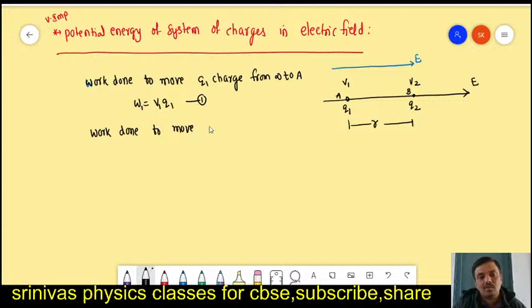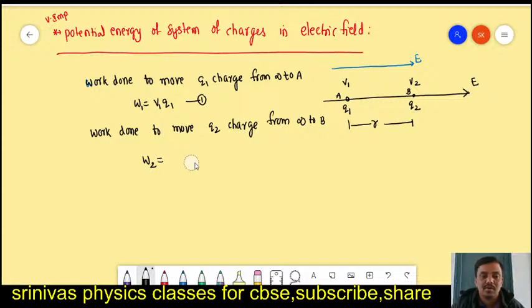Next, we have to find the work done to move the Q2 charge. Now we are bringing the Q2 charge from infinity to B. That work done is the potential into charge. What is the potential at Q2? The potential at Q2 is V2 due to the electric field, right? That is V2 into Q2. That is due to the electric field.